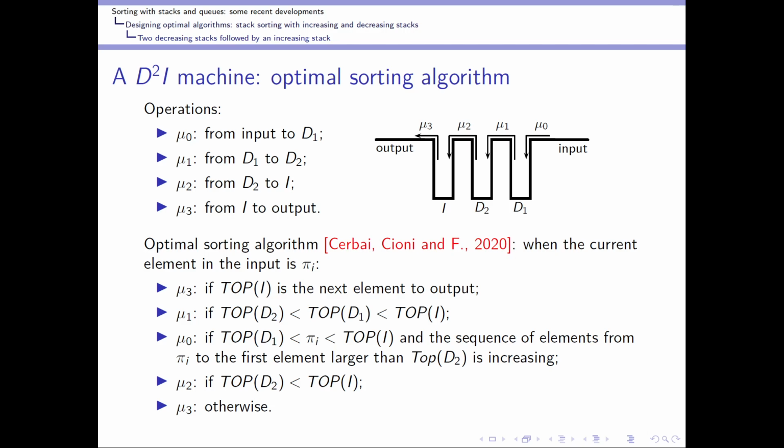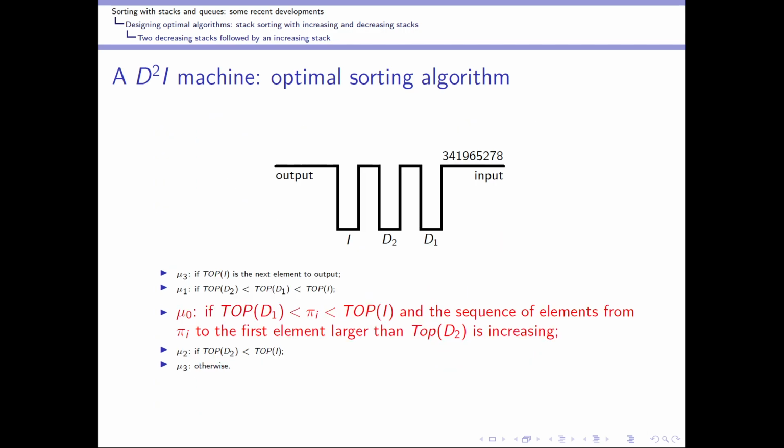Okay, here is our algorithm, and here is an example of how this algorithm works on a permutation, which in this case is a sortable permutation. Of course, I won't describe each single step of the execution, just a couple of them, which are maybe interesting because they concern the execution of this new operation mu0.